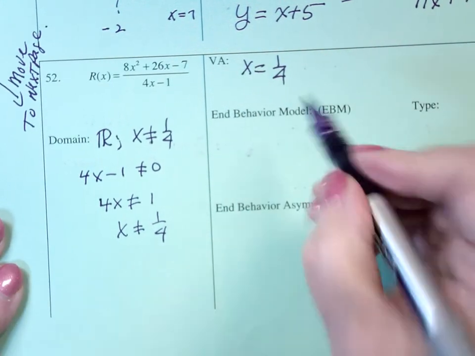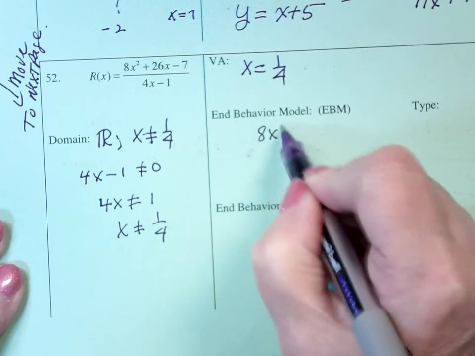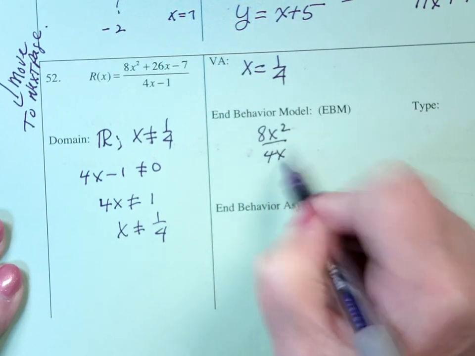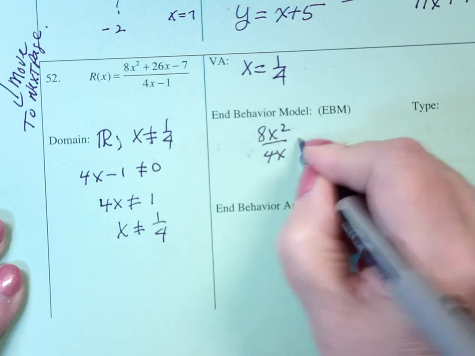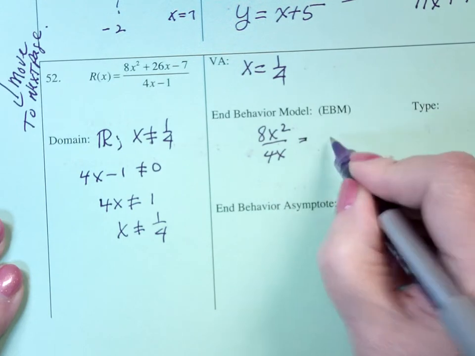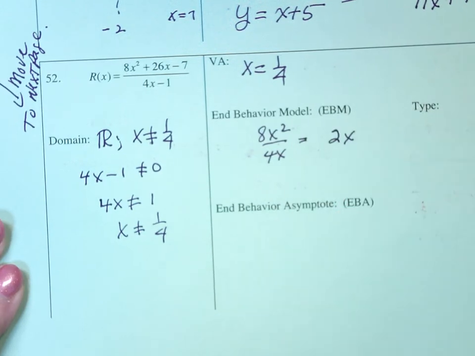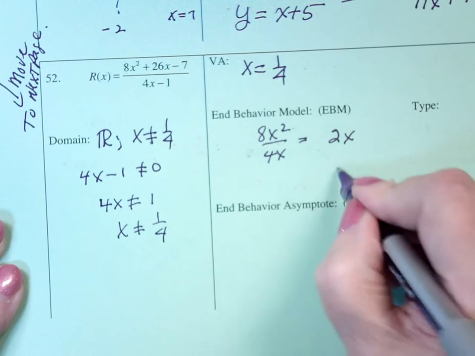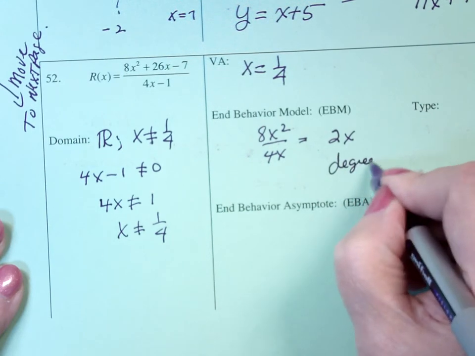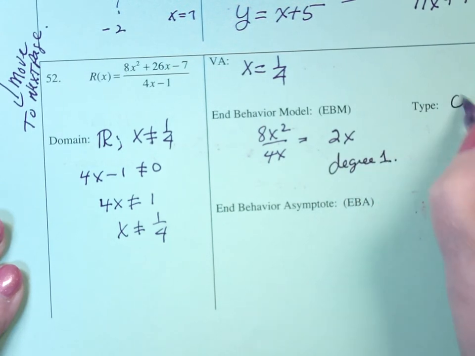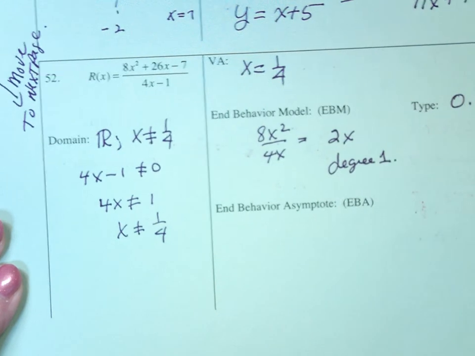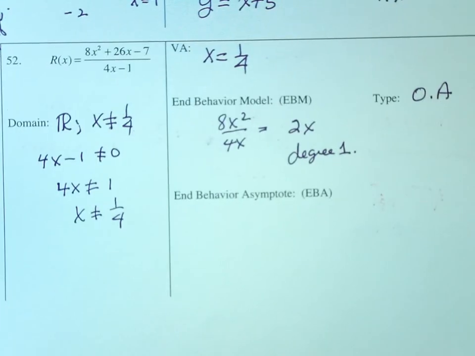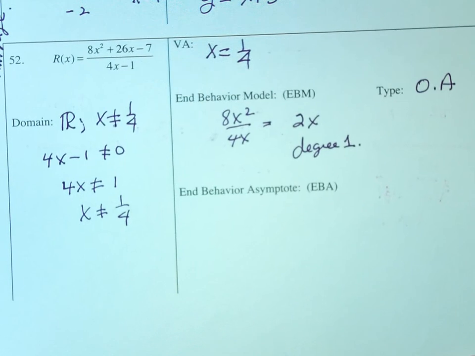The end behavior model is 8x squared over 4x, the quotient of the highest powers, which ends up being 2x. This is degree 1. So I have an OA, so it's oblique. Now what do I have to do?